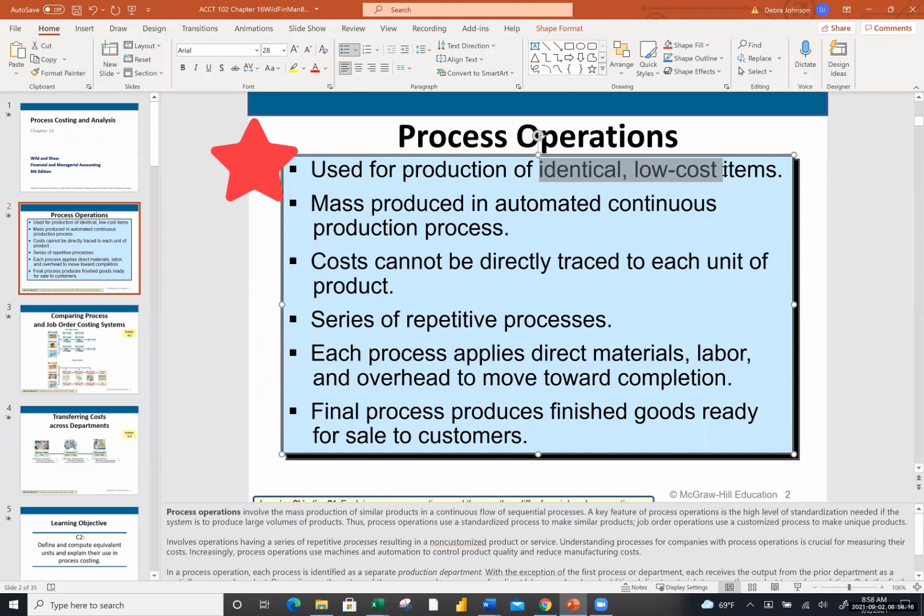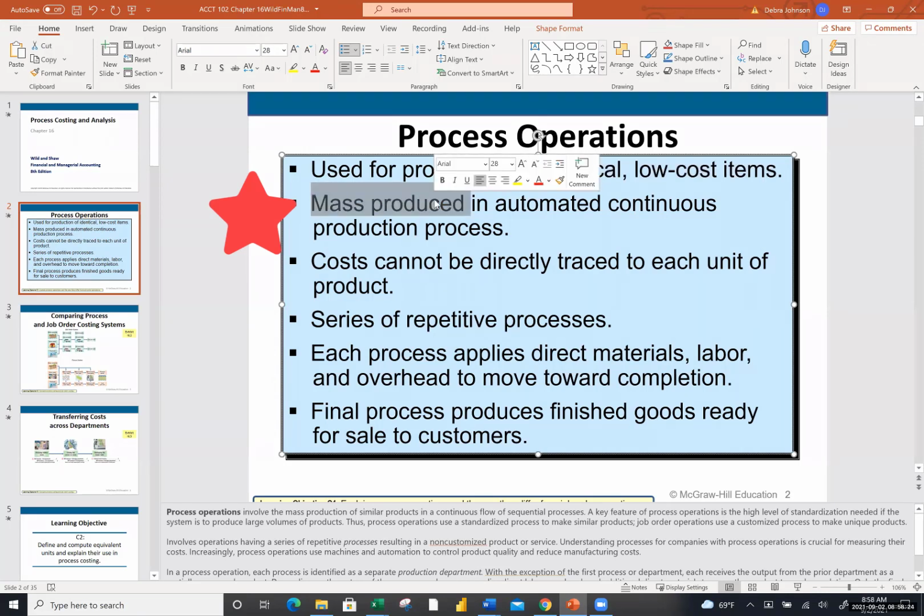Identical low-cost items, they tend to be lower cost items, and usually it's high volume. Mass production, much of the time it's automated. Now, we saw in the baseball example that wasn't too automated. I'd be really interested in seeing what a Rawlings factory looks like today. You can't trace each unit to a unit. Instead, we trace it by department. You're going to be seeing lots of WIP through departments.